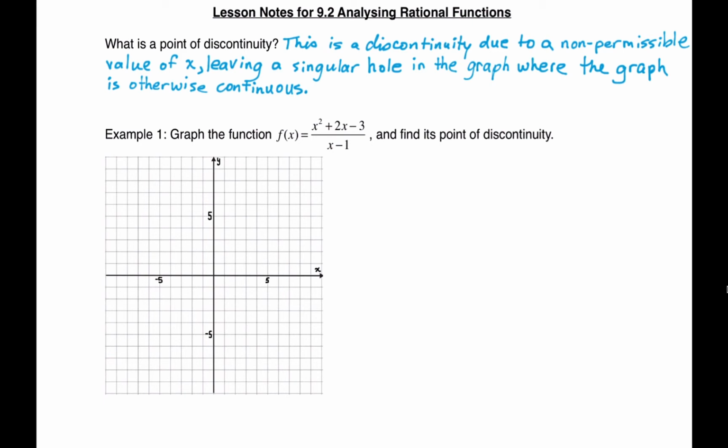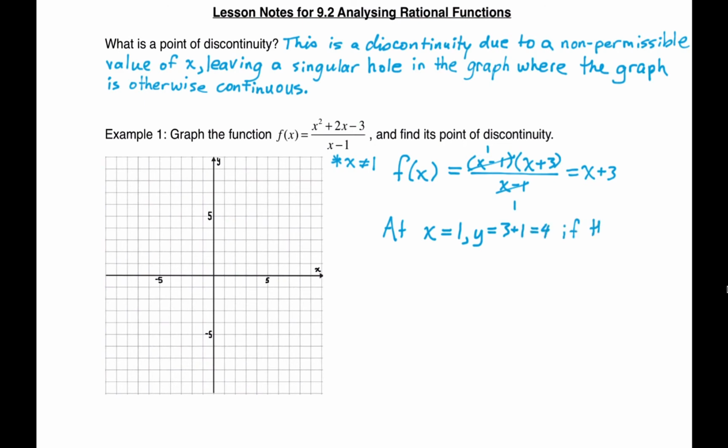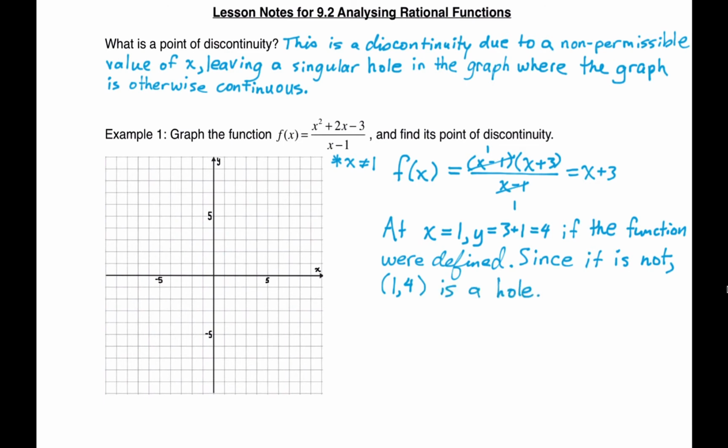We've got a function f of x. We want to find its point of discontinuity. So notice that the non-permissible value of x is that x cannot be equal to 1. And if we put this in factored form, we realize that there is a factor that can divide out, the x minus 1, and we're left with x plus 3. So at x equals 1, the y value would be 4 if the function were defined there. Since it's not, (1, 4) is actually a hole.